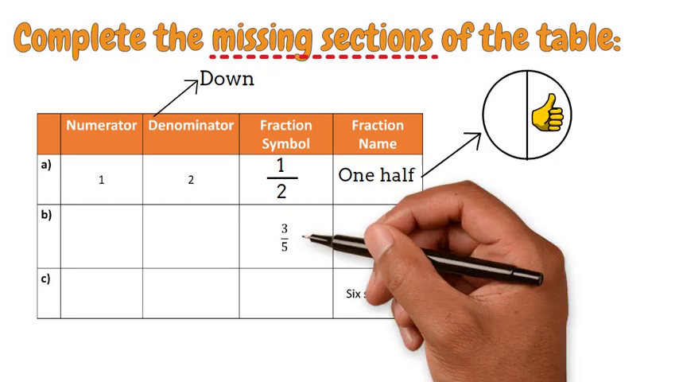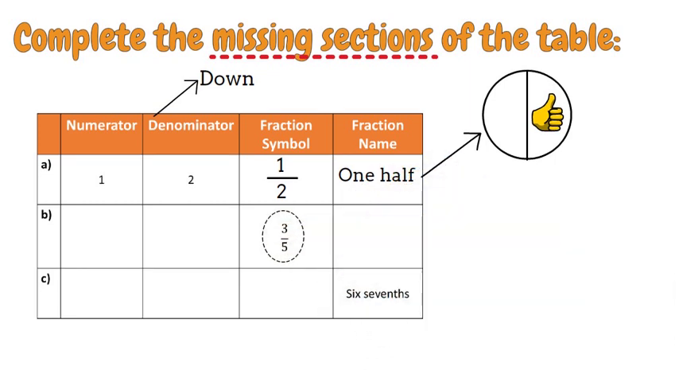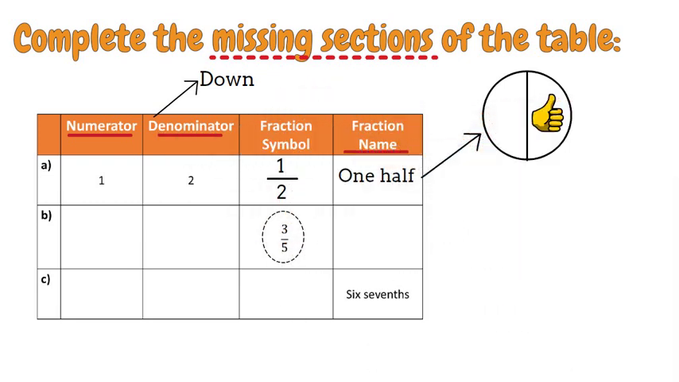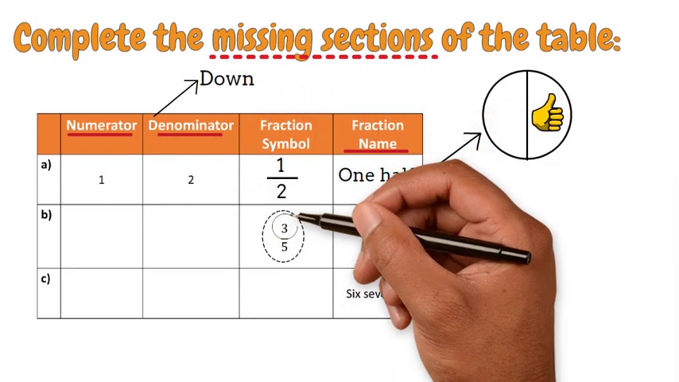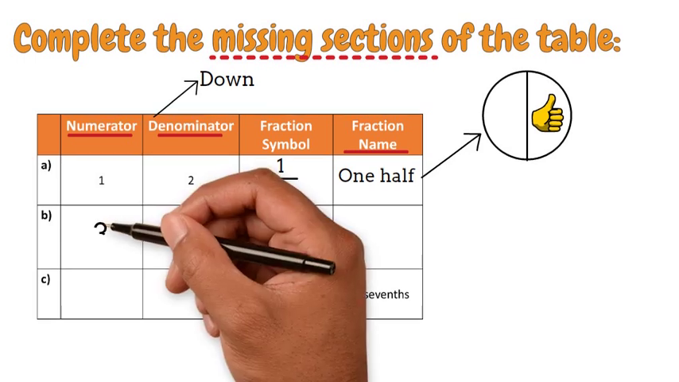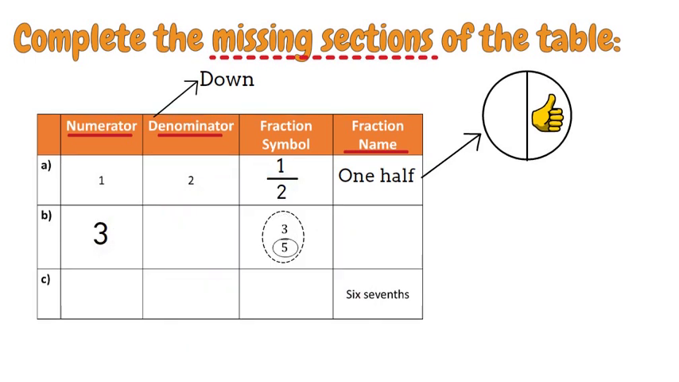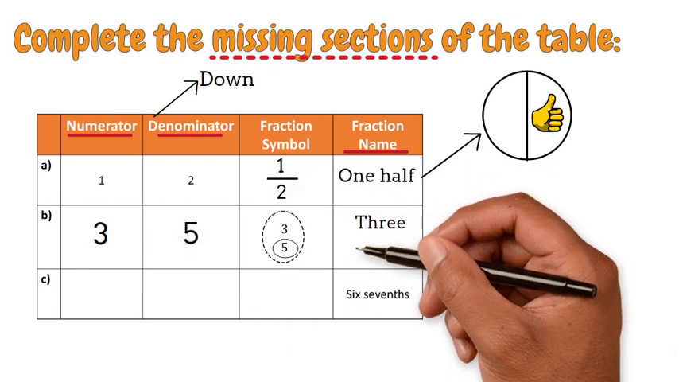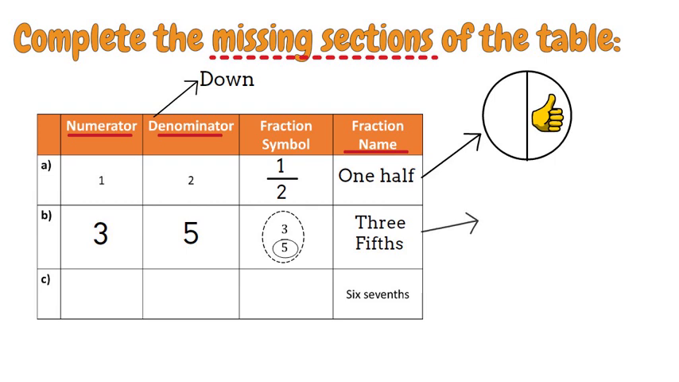In part B, we are given a completed fraction, and we need to provide the numerator, denominator, and name of the fraction. The numerator is the number on top of the fraction, which is 3. The denominator is the number at the bottom, which is the 5. And the name of this fraction is 3/5. This fraction shows us that a whole has been divided into 5 equal parts and 3 pieces have been selected.